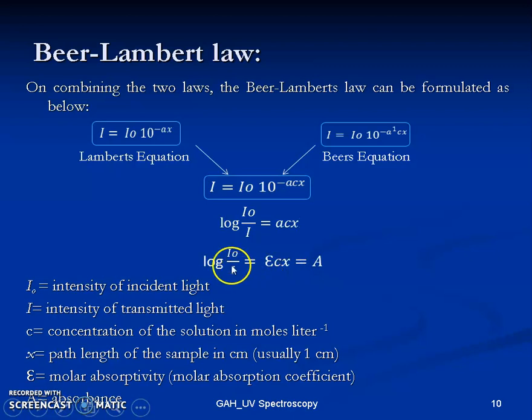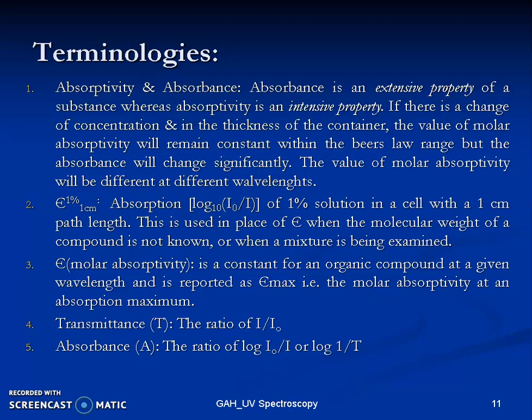Okay, so I hope now you understood. Log I naught by I is nothing but the absorbance, which is equal to epsilon Cx. We can also call it A is equal to epsilon Cx, or some people will also call this A is equal to abc. Okay, small a, small b, and small c. Small a is nothing but the absorptivity, b is nothing but the thickness, c is nothing but the concentration. Okay, some people express it in a very different way. So finally, we have A is equal to epsilon Cx, or capital A is equal to small a, small b, and small c.